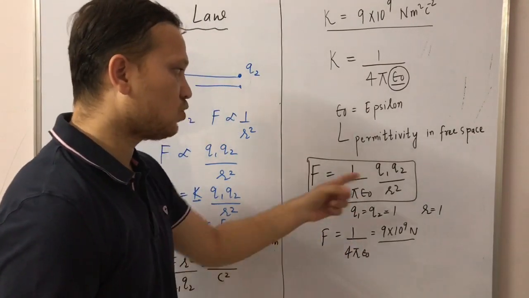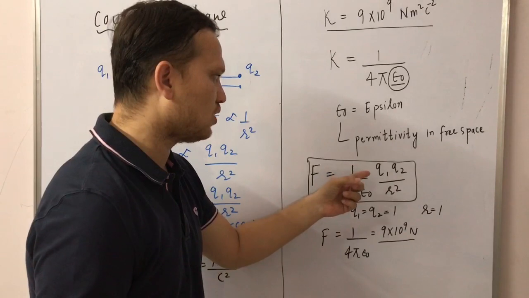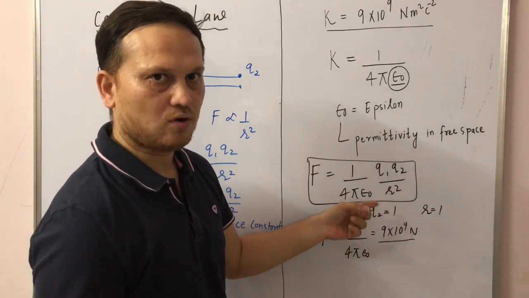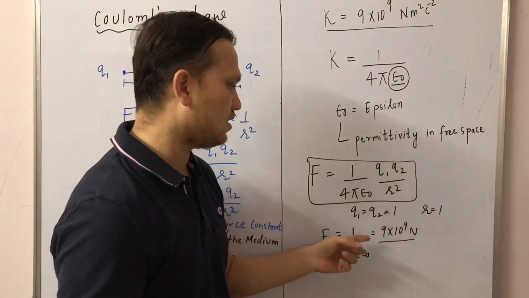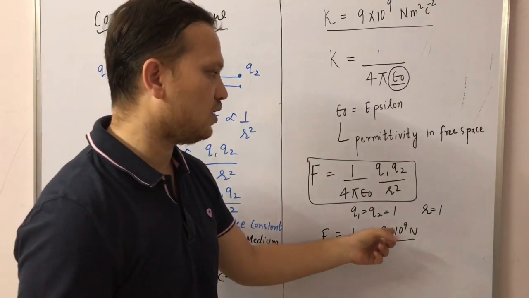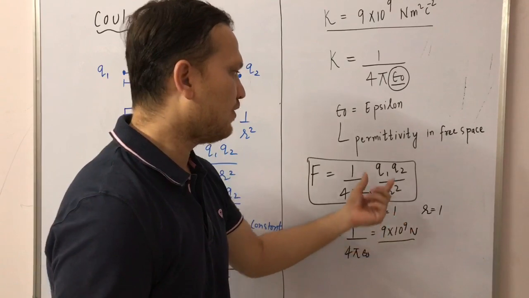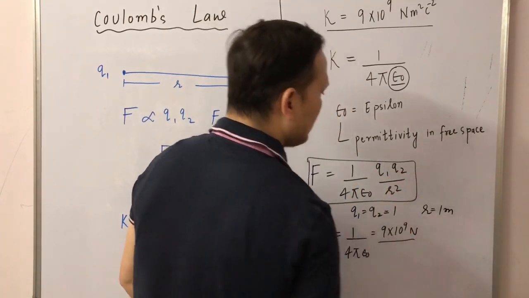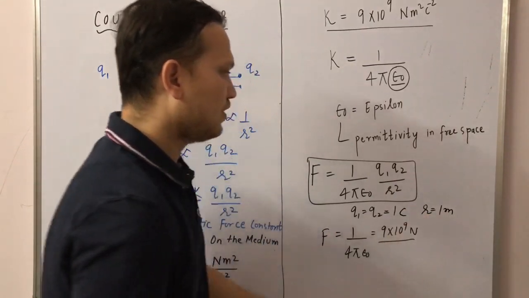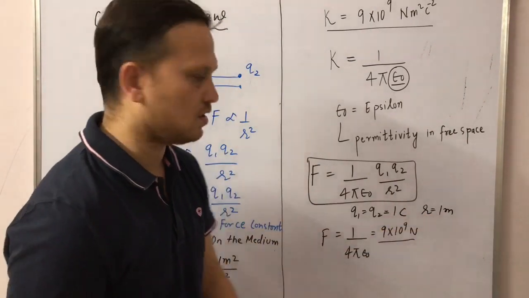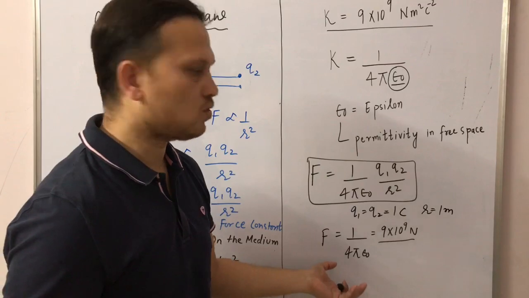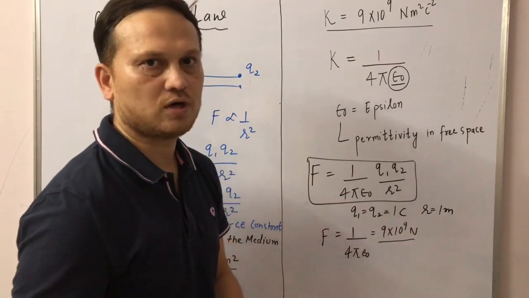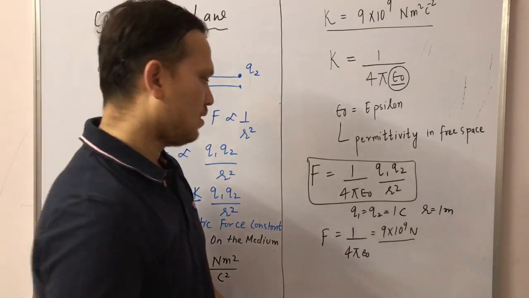1 Coulomb charge we can define as that charge which, whether the charges are similar or dissimilar, the force between them is 9 into 10 to the power 9 Newton when they are kept 1 meter apart. So you can define 1 Coulomb charge by putting the value of Q1 and Q2 as 1 Coulomb and the distance as 1 meter. So this is how you can define 1 Coulomb.